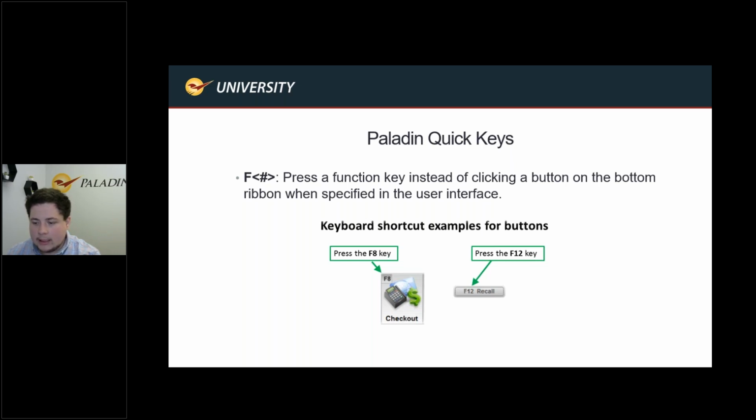All right, next is the function keys. So I think a lot of people know this one for F8 checkout. I think we all have used that a million times, and it's pretty nice, but you'll see throughout Paladin everywhere that there's an option, or an F key is usually what they call it, and that's relating to that option. So if you see F12 recall, F8 checkout, you can use those keyboard shortcuts to make it a little bit quicker, just so you can speed through your invoicing.